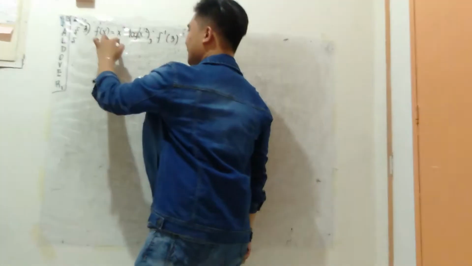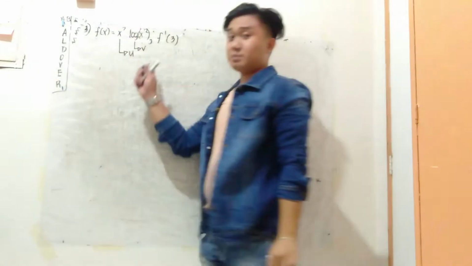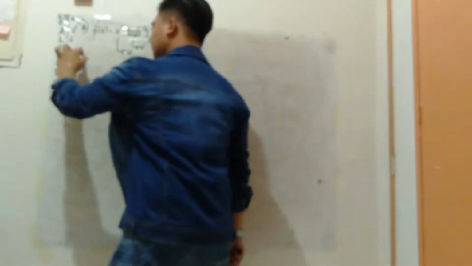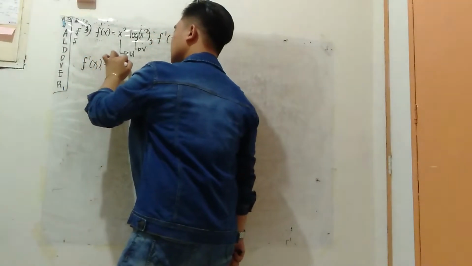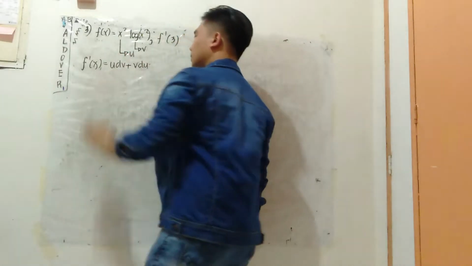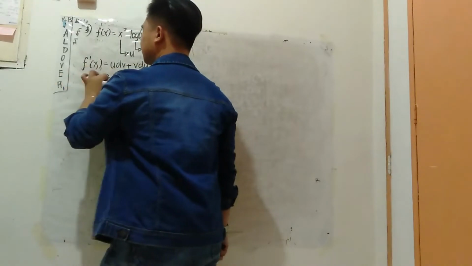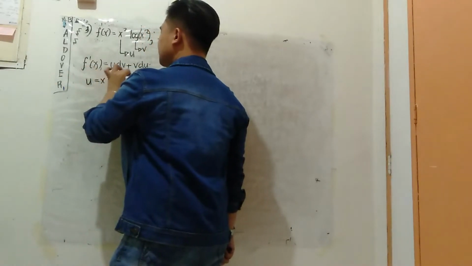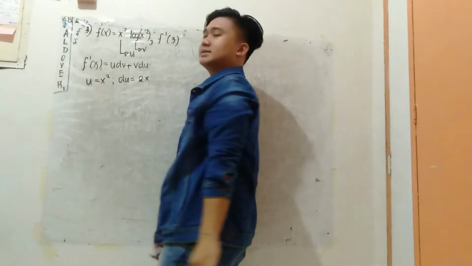So as you can see, very clear, we have u and we have v, which is in product form. And if you want to find the f prime of x, that is equal to u dv plus v du. Okay? So given that u is equal to x squared, malinaw na malinaw, du, bababa si 2, bawas ng isa, 2x.